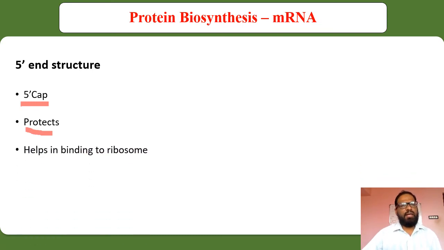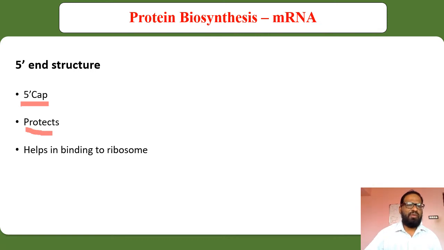The second important function of the 5' cap structure is that it helps to bind with the ribosome, because we know that the ribosome should get bound to the mRNA. In order to attach the mRNA to the ribosome, there is a need for this 5' cap. The 5' cap is going to assist. It is a very long mechanism that we may discuss in some other class, in some other video.